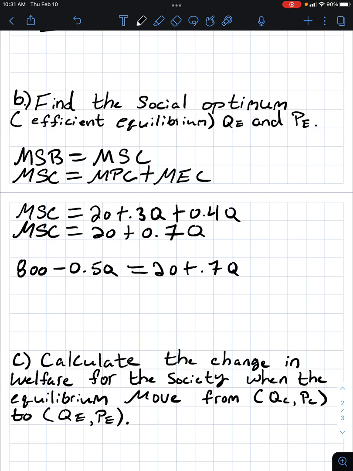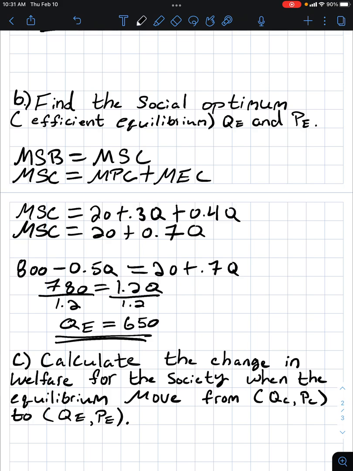0.7Q. We solve for Q, so we can subtract 20 on both sides to get 780 is equal to, add 0.5 to both sides, 1.2Q. Then we can divide both sides by 1.2. And we get QE equal to 650.